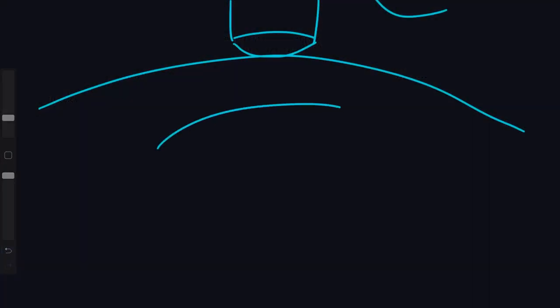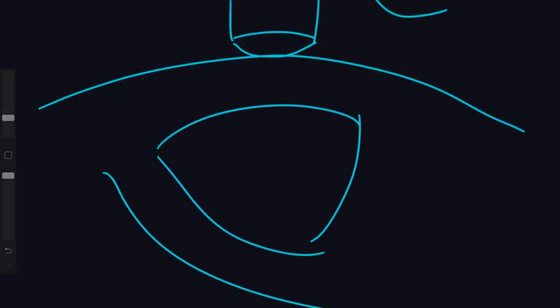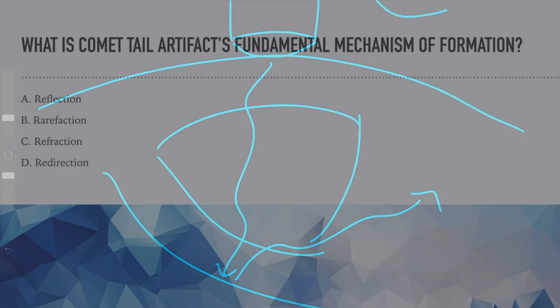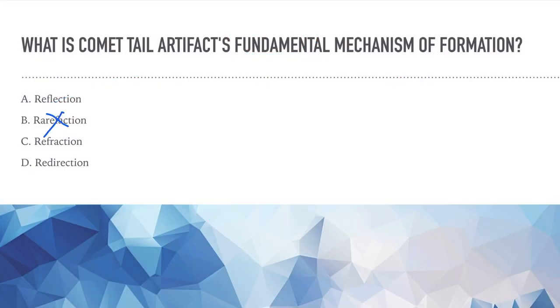So with redirection, again, let's say this is our liver and our diaphragm. Our sound beam comes here and it runs off this away, and we never hear from it again. There won't be anything on our image to show where that wave went because it's gone in the body. So we know it's not this one. We know it's not that one, and we know it's not that one.